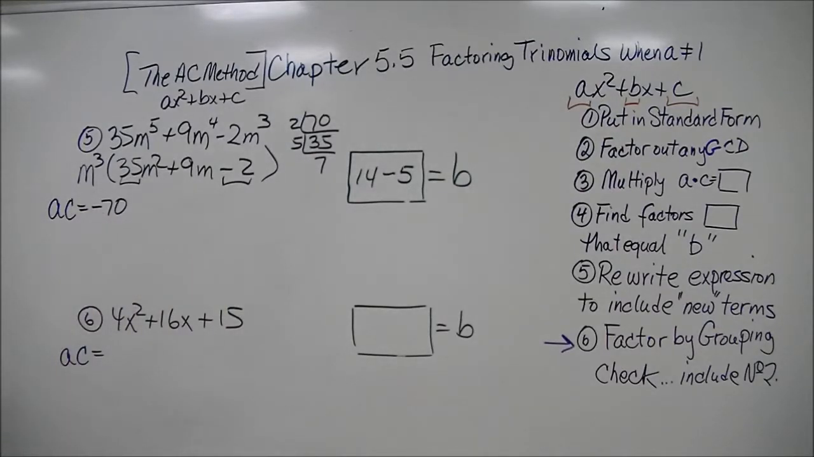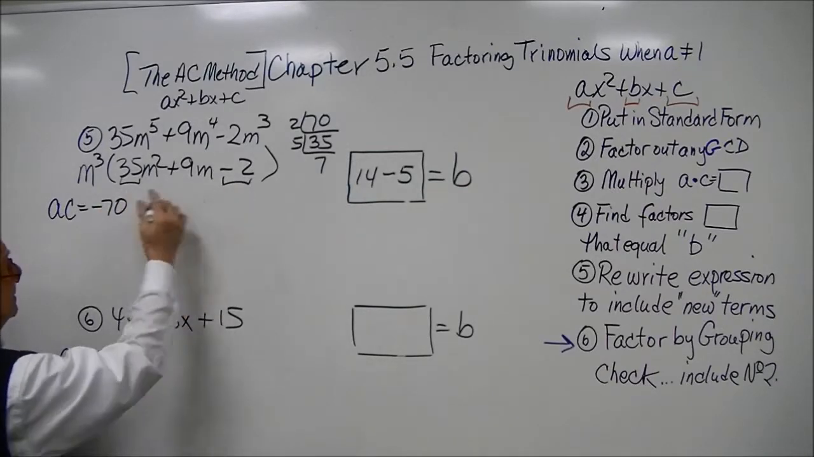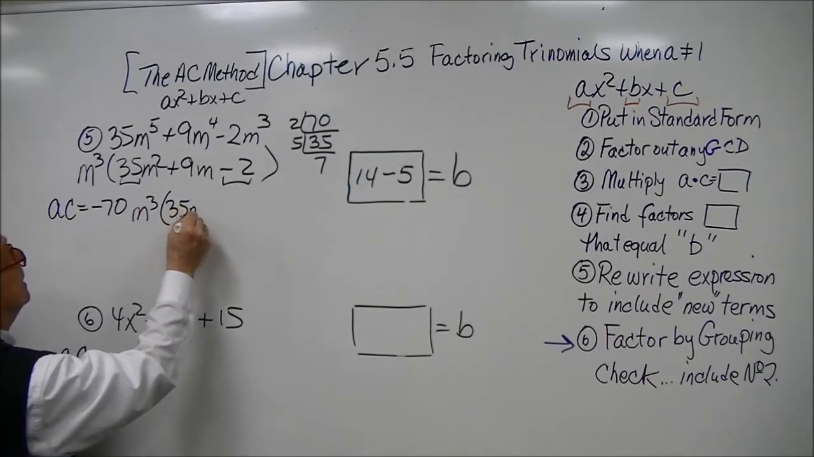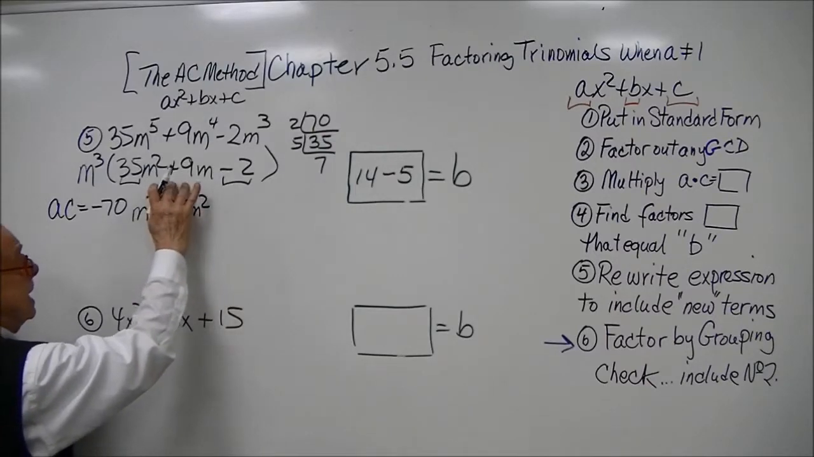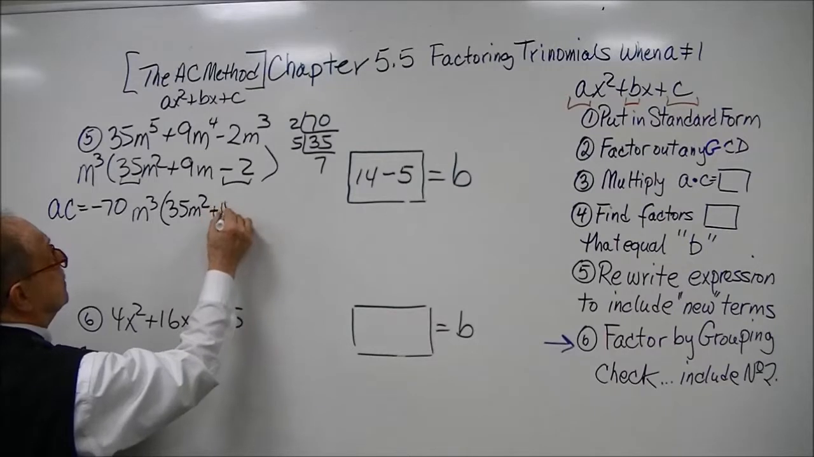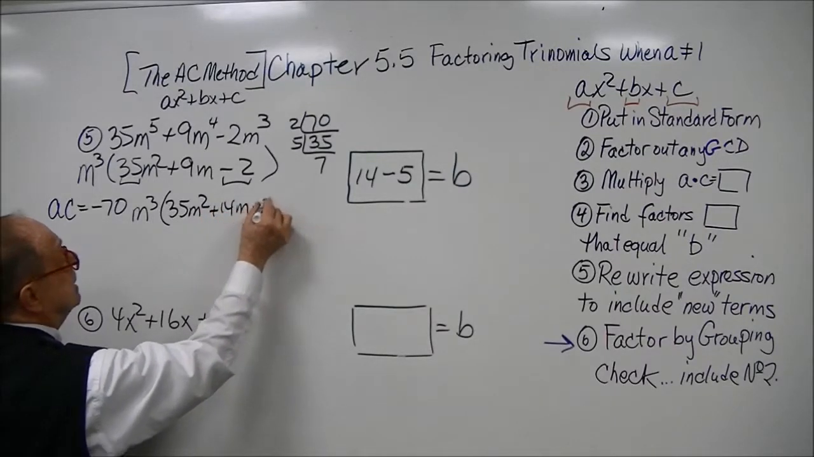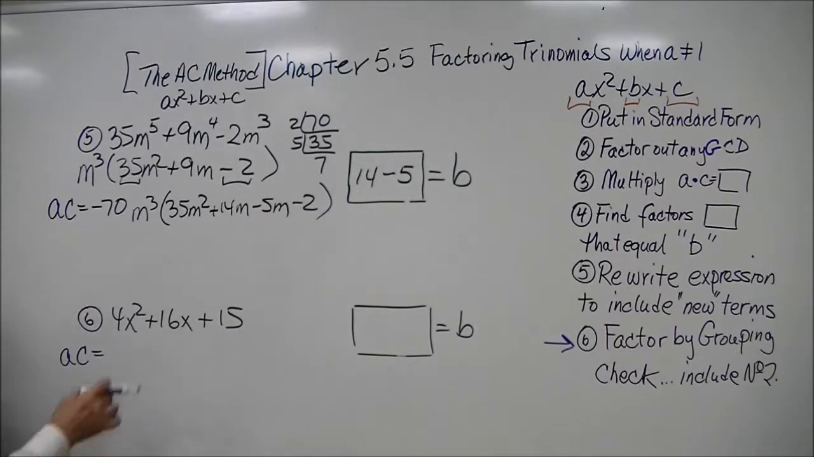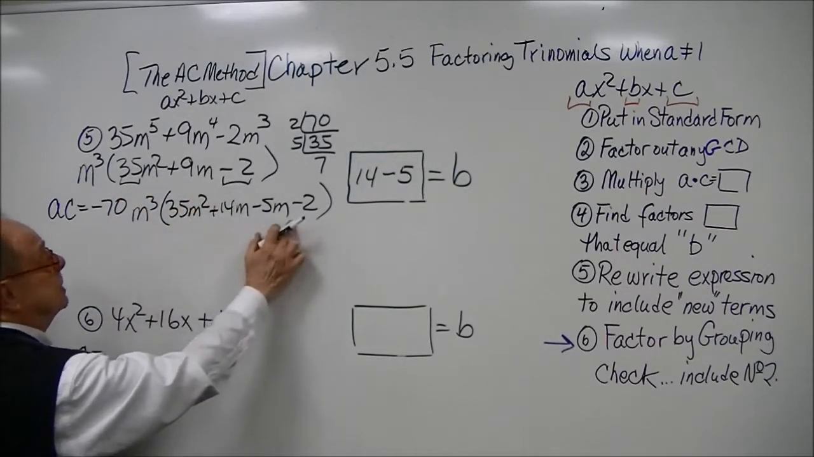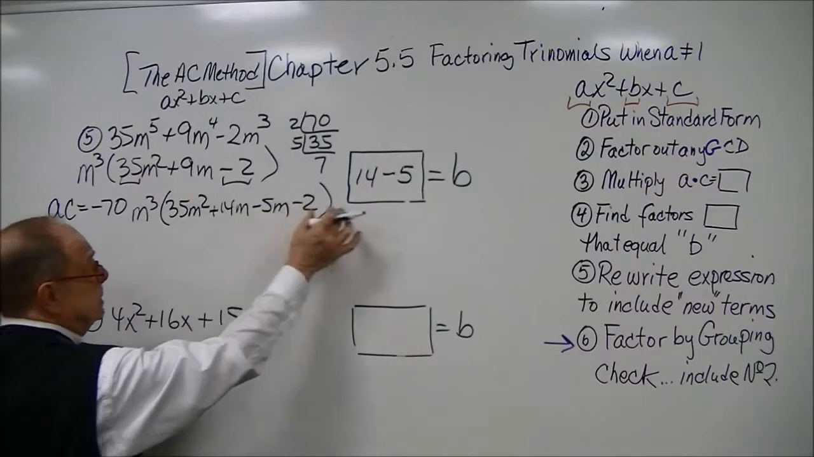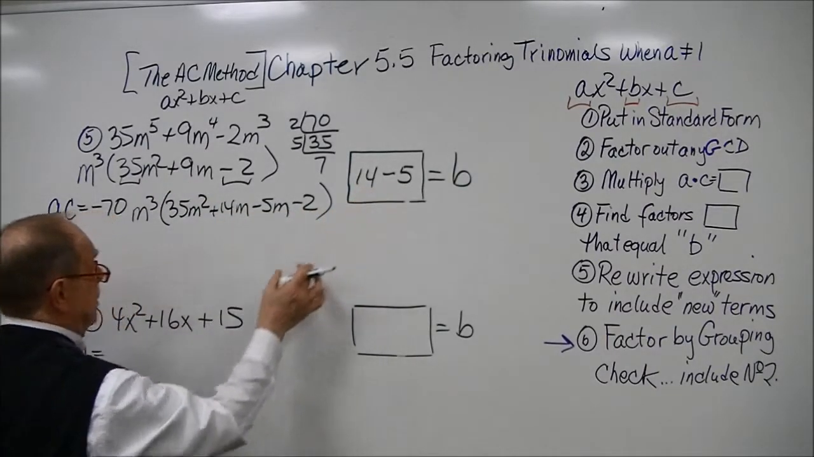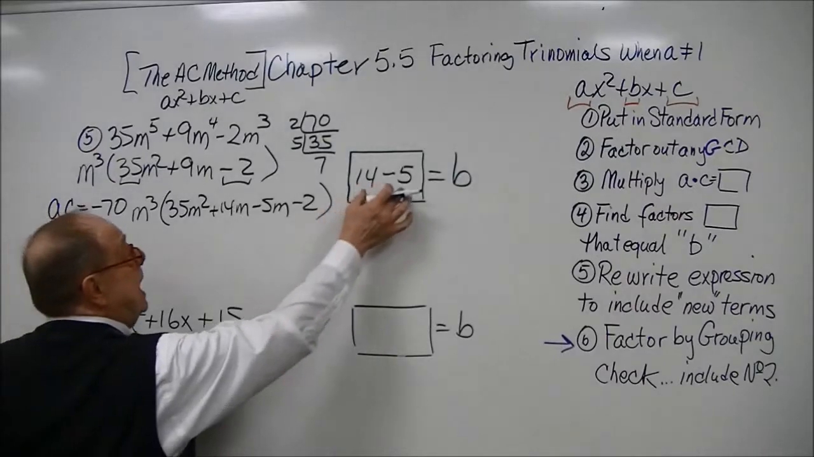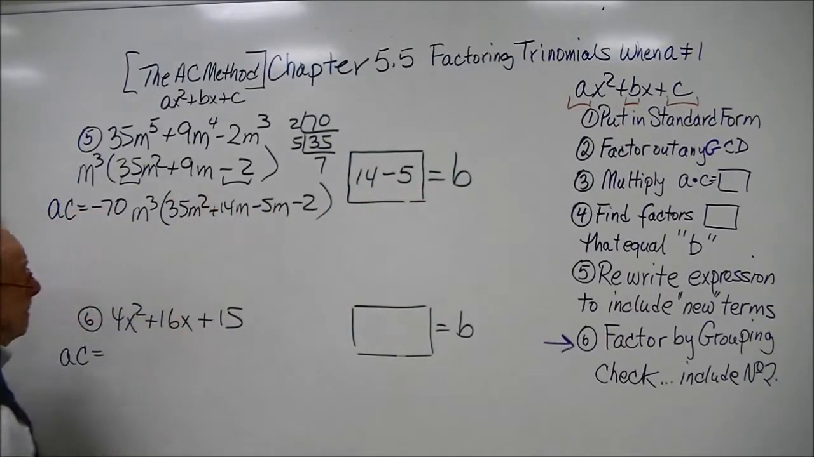And again, practice. So now we rewrite this expression here. Remember, we have the m to the 3rd in there. So 35m squared. Now we're going to change this 9 into this. So plus 14m minus 5m minus 2. So we've just changed this from a 3-term expression to a 4-term expression, converting the 9 into factors that, when they're multiplied together, produce a negative 70. But when they're added or subtracted like this, give us the b term.